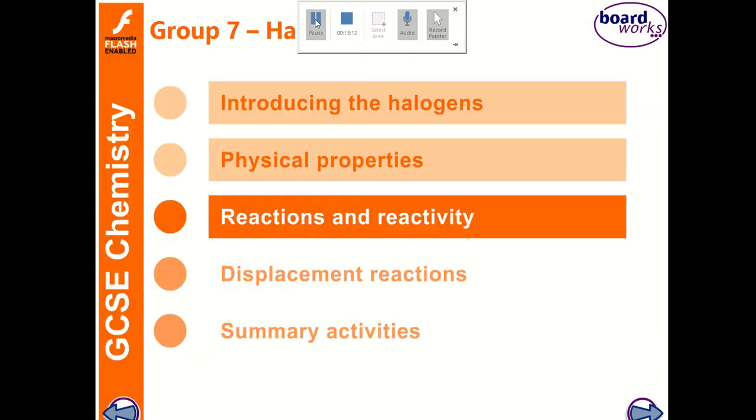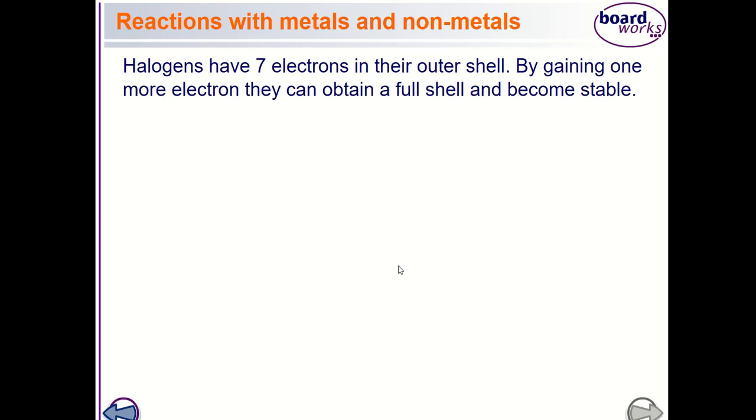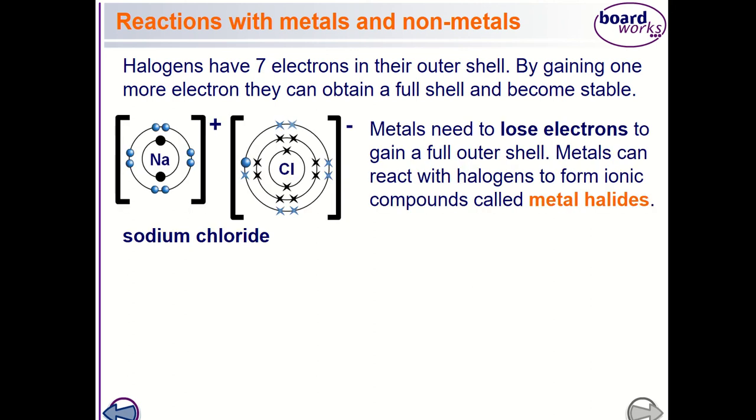Okay, so let's look at the reactions and the reactivity of the halogens. You need to know some of the reactions and be able to write balanced simple equations for them, and then discuss the change in reactivity of the group 7 halogens in the same way you discussed the group 1 metals' reactivity. So we already know that the halogens gain 1 electron in order to get a full outer shell to become stable.